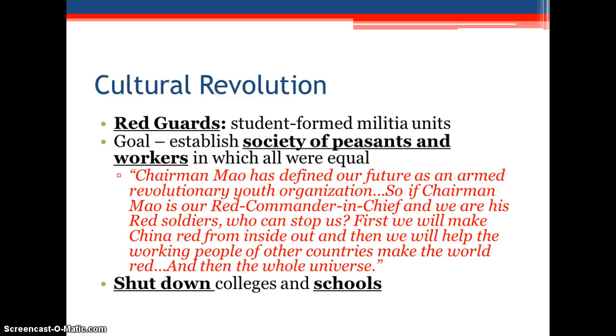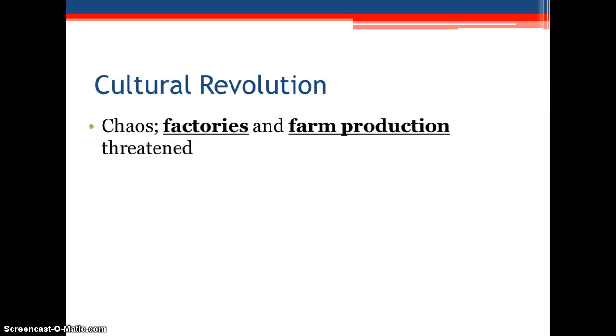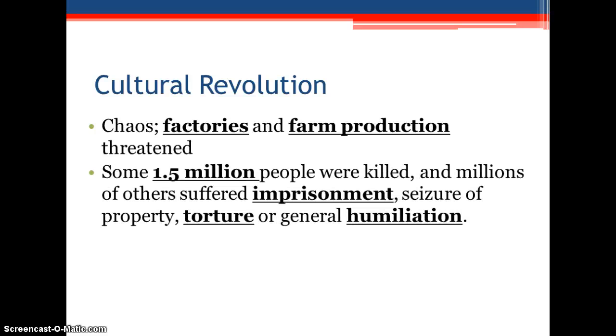So the Red Guard, one thing that it did was shut down colleges and schools. And it also targeted anyone with privileges or who resisted the regime. It wanted everyone to be absolutely equal. And they were really the drivers of change during the Cultural Revolution. However, there was chaos that ensued, and factories and farm production were threatened by this Cultural Revolution. About 1.5 million people were killed, and millions of others suffered imprisonment, seizure of property, torture, or just general humiliation.